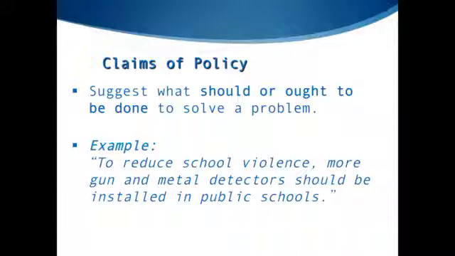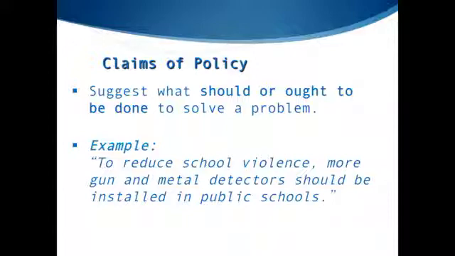That's just an example. How could I have made this a claim of value? Well, you could have tweaked it a little bit and said that metal detectors have proven to be more of a deterrent against school violence than counseling, or something along those lines, because now you have two options. One is better than the other. Once again, that is probably not the case. I just made that up on the spot to give you an example of how this could have been changed to a claim of value instead.